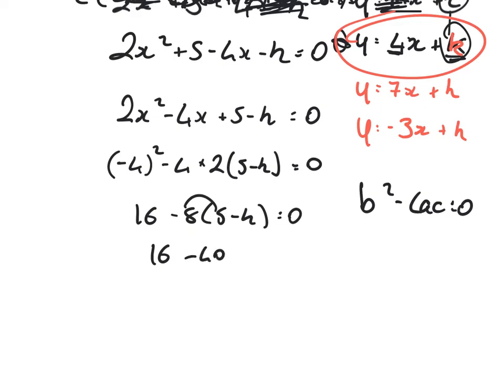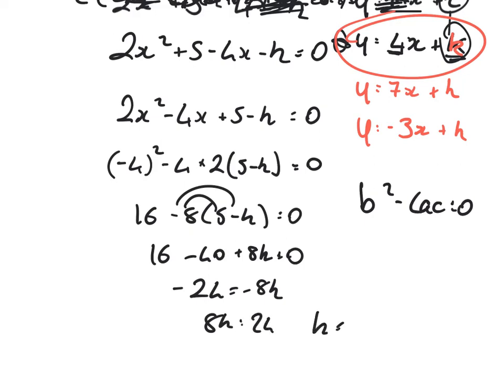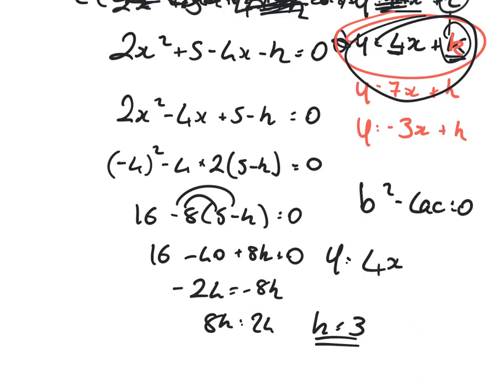16 minus 40 plus 8k is equal to 0. So that's minus 24 is equal to minus 8k. So 8k is equal to 24, and k would be equal to 24 divided by 8, which is 3. Therefore, I can now write y equals 4x plus k. Well, I know that k is 3, so the equation of the tangent can now be written as y equals 4x plus 3. Okay, let's try another.